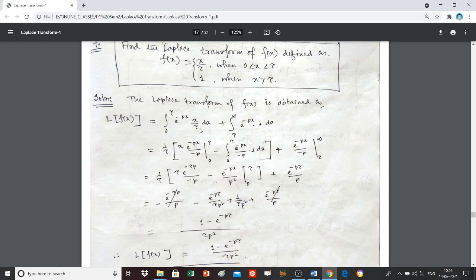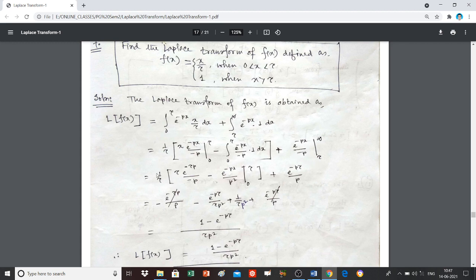After that you have to differentiate x by tau, where the tau is taken outside, so the differentiation of x is 1, and then the integration of e to the minus px is e to the minus px by minus p, and then dx. So the value of this integral is within this square bracket. After that this plus is there, and you know the integration of e to the minus px is e to the minus px by minus p from tau to infinity.